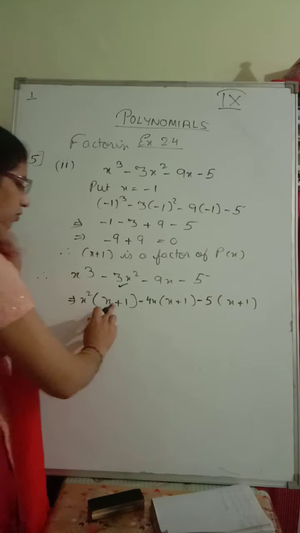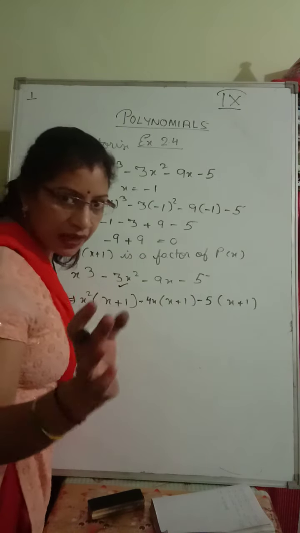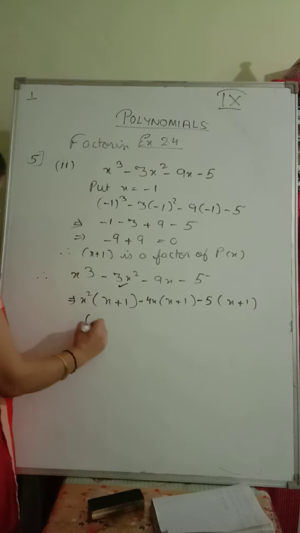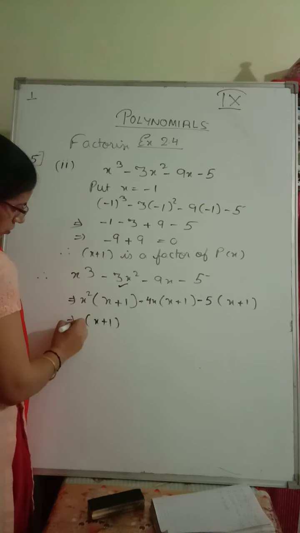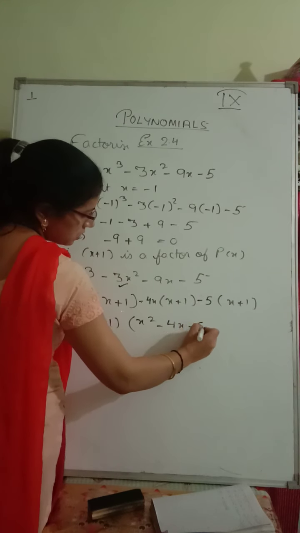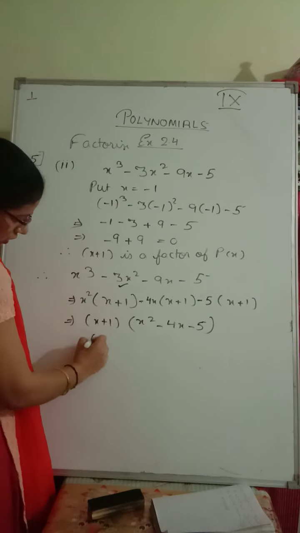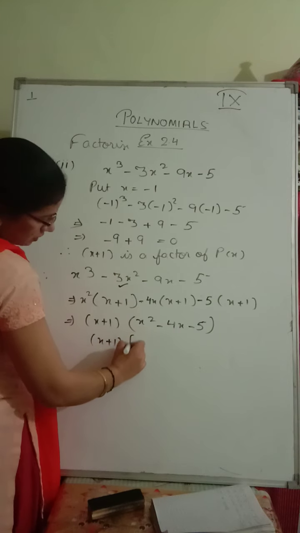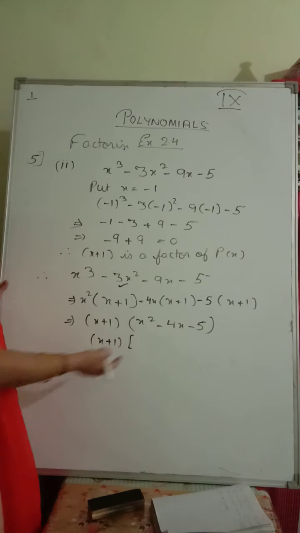Now from all these three terms we have x plus 1 common. So we will take x plus 1 common. So what is left behind? x square minus 4x minus 5. So x plus 1 we will rewrite. This is a quadratic equation.